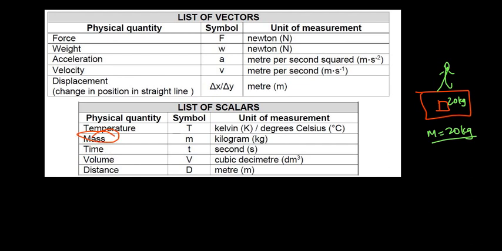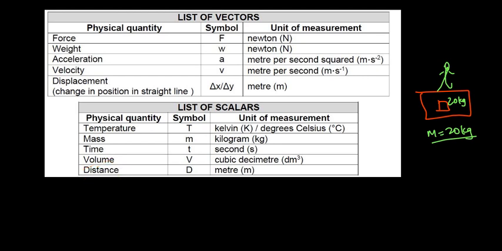Mass is also one of the things where you don't include direction. Temperature: you cannot say today it's very hot, 20 degrees Celsius to the right. It doesn't make sense. Or you say the volume of this box is 5 cubic centimeters downwards. It doesn't make sense. You just give its volume and no direction.